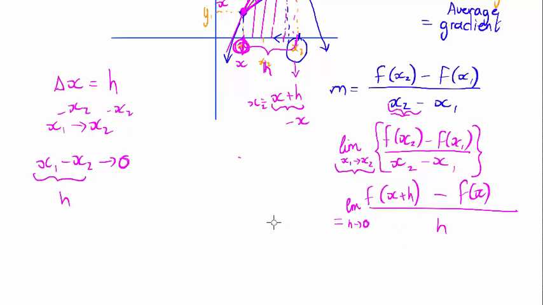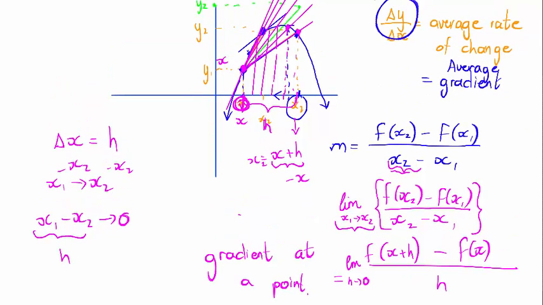And this is now called the gradient at a point. Okay, because what this formula gives me is the gradient at that specific point. All I need is the value of x and the function formula f of x. Any questions so far?